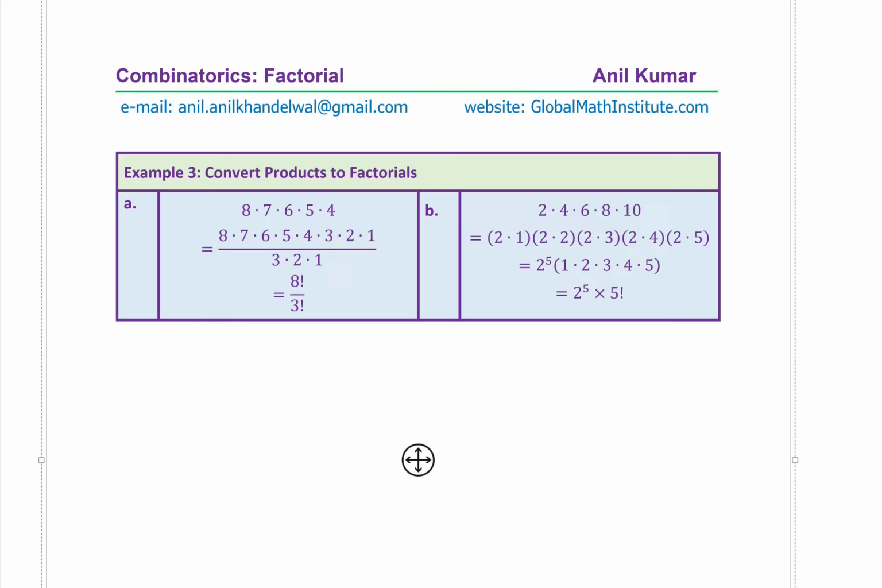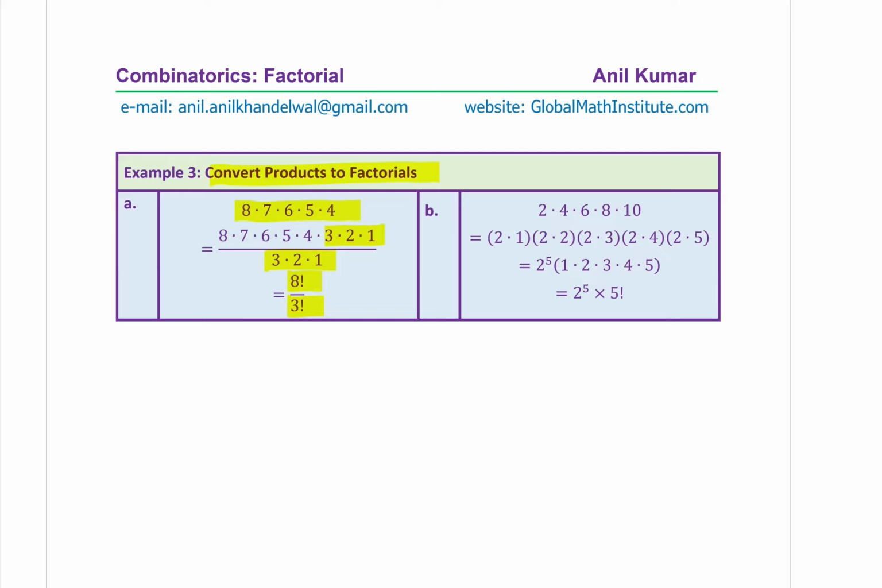Now this example 3 is to convert products to factorials. We have 8 times 7 times 6 times 5 times 4. How can I write it in the factorial form? Well, 3 to 1 is missing, so I multiply by 3 to 1 in both numerator and denominator. Once I do that, on the top I have 8 factorial and in the denominator I have 3 factorial. Wow! So I've written this number as 8 factorial over 3 factorial.